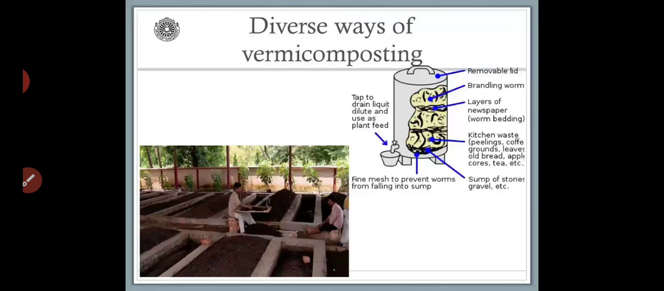Some other diverse ways of vermicomposting. As you see in the picture, on the right hand side, on the top, you will see a bin-like component here, and that is a new method of vermicomposting, and that can be done even in homes where there is no availability of soil or garden to maintain this vermiculture. However, it can be practiced in containers or bins as shown in the diagram, and even in pots it can be done also.